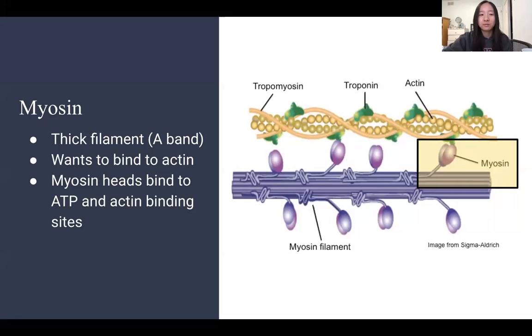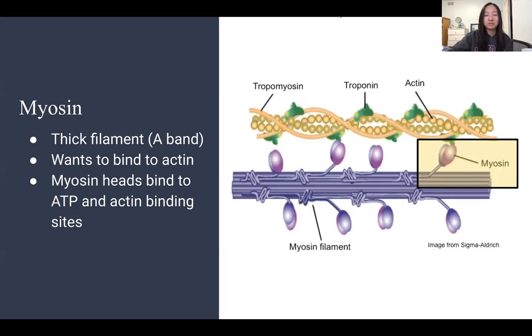Do you guys remember what myofibrils are? Can someone tell me what a myofibril is? Contractile organelle of a skeletal muscle. Yeah, okay, so myofibrils are inside muscle cells. And so when we talk about a myofibril, they're built from 3 different kinds of proteins. So we have contractile proteins, and the contractile proteins are the ones that help actually make the contraction happen. So let's talk about those first.